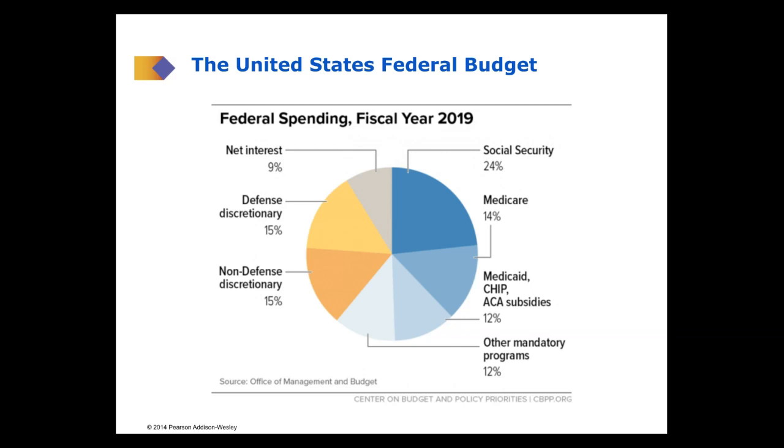Most of it goes to government programs, Social Security, Medicare, Medicaid, and then about 15% of the budget goes to defense, and about 10% goes to paying off interest on the debt.